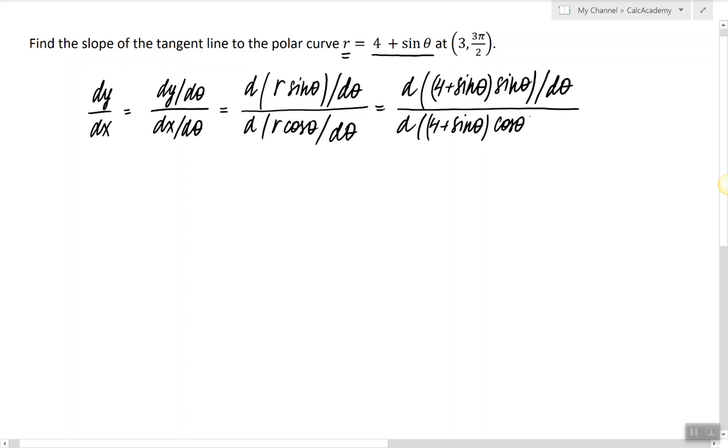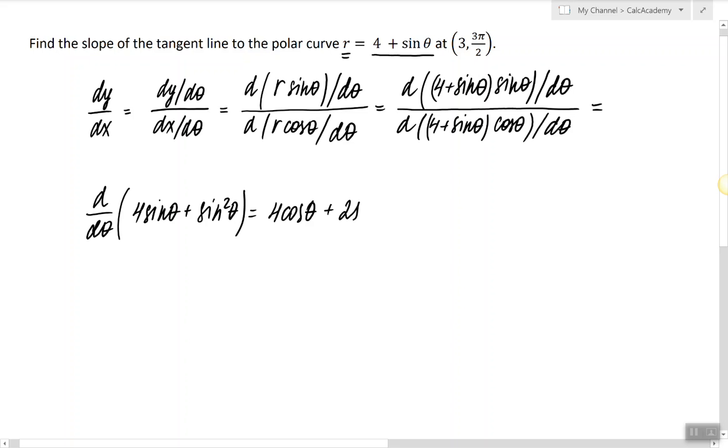And now using this rule, we can find the slope of the tangent line. So I'm going to find this derivative separately. Let's differentiate the numerator here. So I'm going to distribute sine theta. The derivative of this is equal to 4 cosine theta plus 2 sine theta cosine theta, which is just sine of 2 theta.